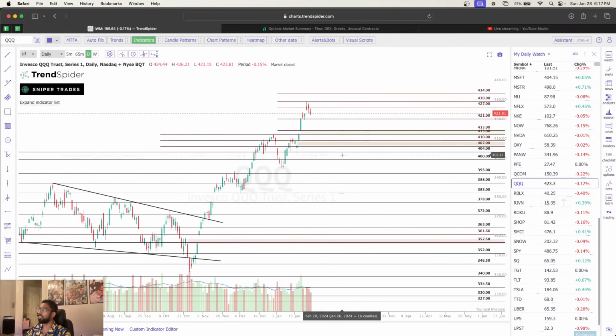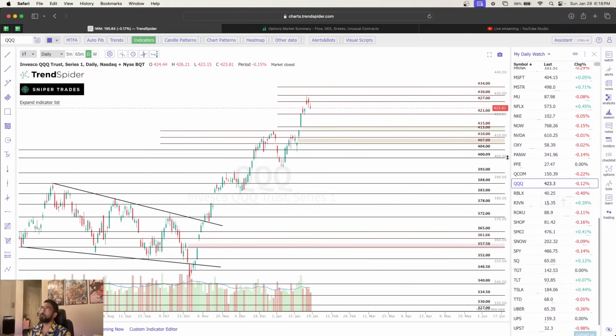Any dip towards 407, I'll probably go long at 407. If 407 is broken, we have 393. So 407 is the region where you have very minimal risk, where you can clearly set your boundary for a stop loss and say, okay, I'm getting out of this position, or things like that. So the first level on the dip that I really want to look for is 407.